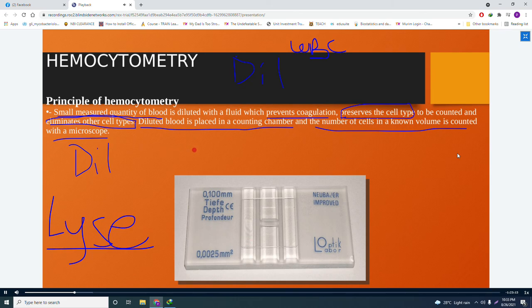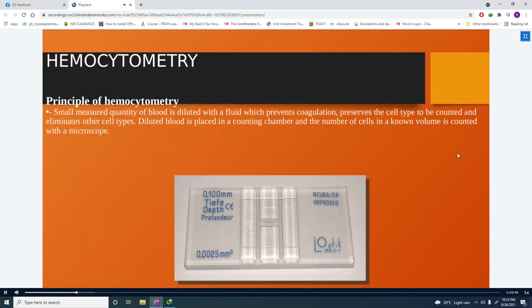RBC, okay, what else? Aside from RBC, one more. Platelets, okay. RBC and platelets are lysed, so that when you look at it under the microscope, the only one left is the WBC. Okay? Eliminates other cell types.